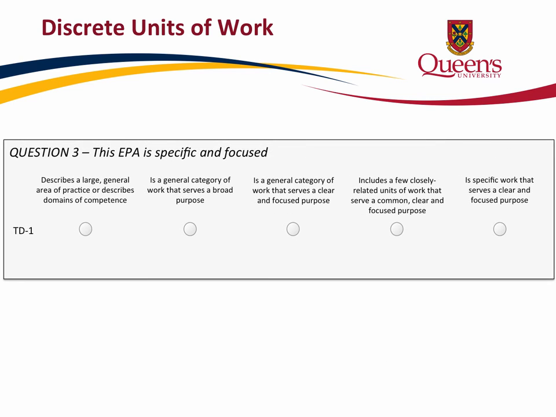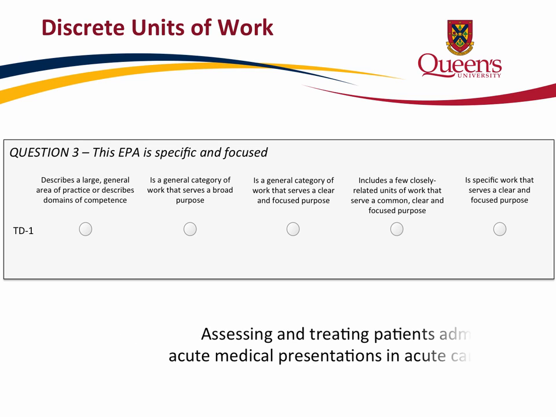The third item in this category is to ensure that the EPA is appropriately focused. It is easy to develop EPAs that are too broad in scope. The first example EPA here, managing infectious diseases, is clearly too broad and only captures a general area of practice. The second example, assessing and treating patients admitted with acute medical presentations to acute care settings, is much more focused. It may involve some closely related units of work, but it is specific and clearly focused in purpose.